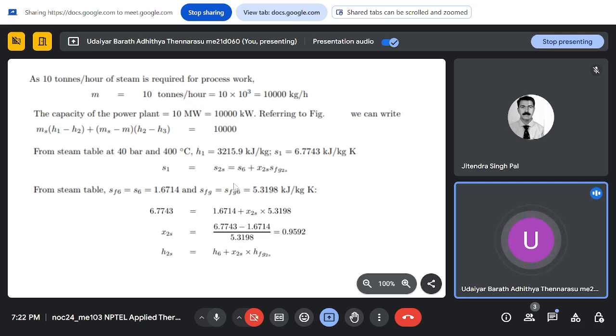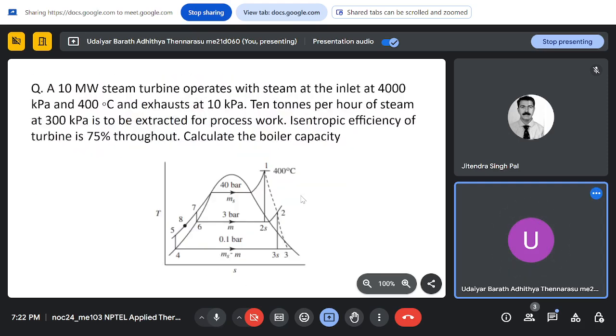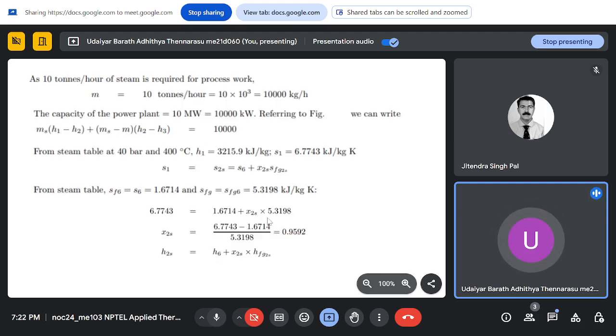So that is equal to state 1 entropy. So from there we can estimate the entropy at state 2s. We can estimate the vapor fraction, and then correspondingly we can estimate the enthalpy at state 2s, using the efficiency of the turbine.